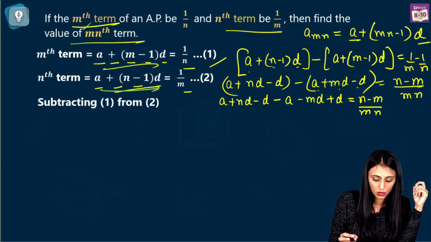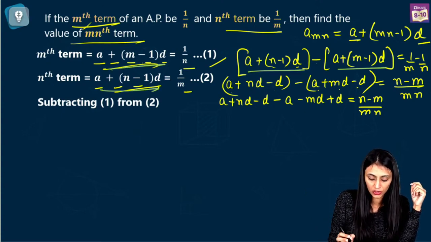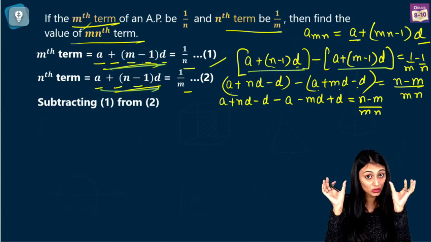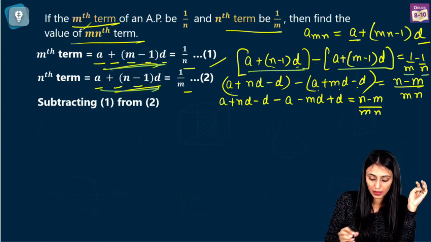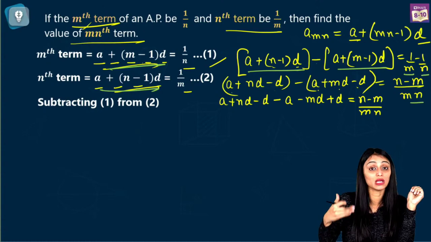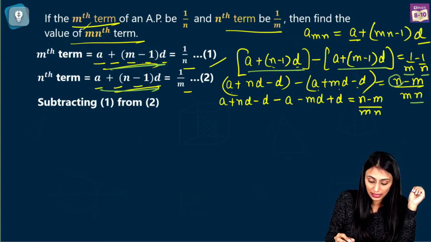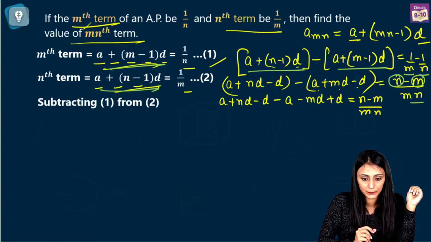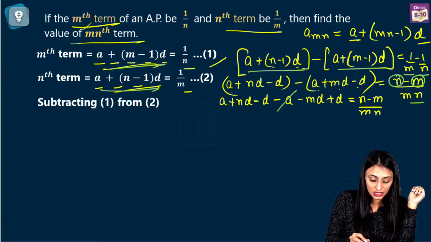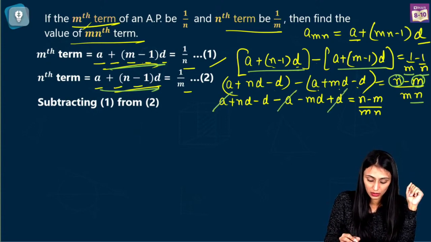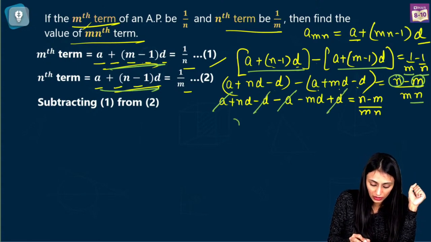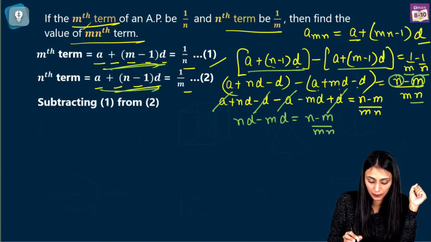This is the first equation I have written here. This is the second equation I have written here. Subtract them. Do not put the brackets here. Here also 1 by m minus 1 by n. Then what will the LCM be? Mn. Here we will get n and here we get m. Signs are different, so we will cancel them out. This will also get cancelled. We have nd minus md equals n minus m by mn.